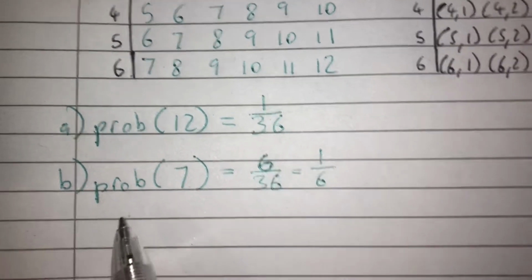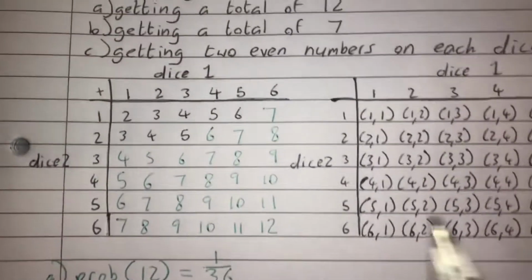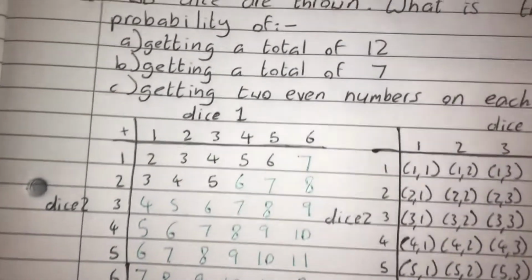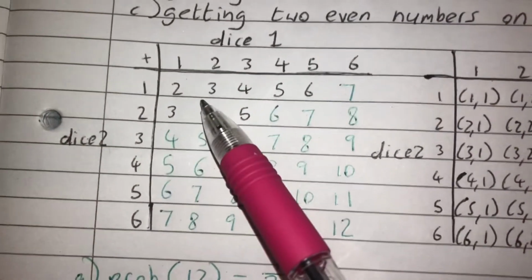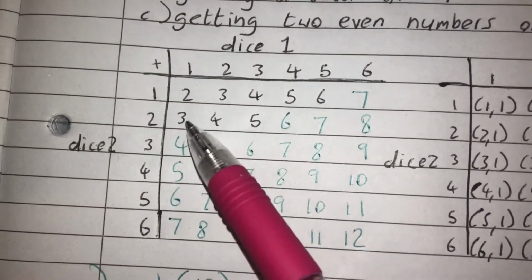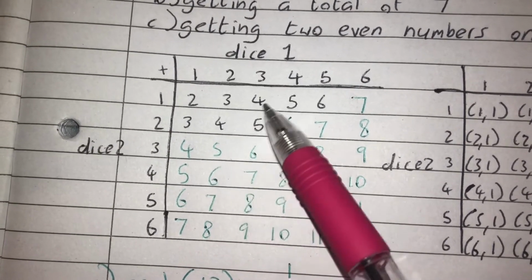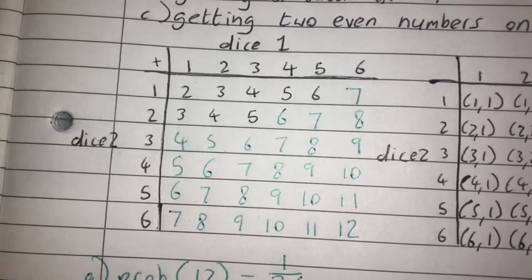Okay, so the probability of getting a 7 is a 1 in 6 chance, whereas the probability of getting a 12 is a 1 in 36 chance. And again, if I was asked what's the probability of getting a 3, for example, well, 2 out of 36. Probability of getting a 4, 3 out of 36. And you see how that works.